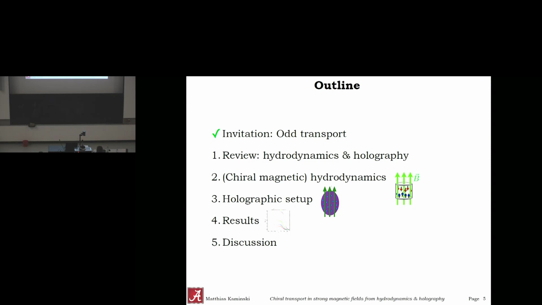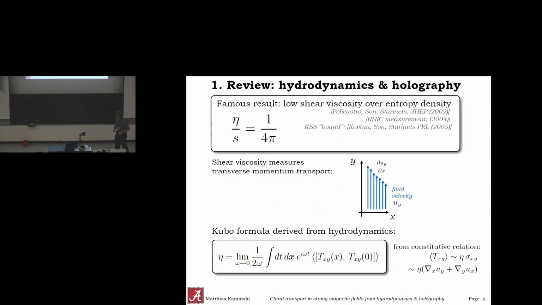And then consider a holographic setup where you can actually test if these field theory or effective field theory predictions that you have made are actually correct for this setup that you cook up. And then I'll show you some results and we'll discuss them. Okay, so let's start with a review of this famous result. Eta over S is 1 over 4 pi.